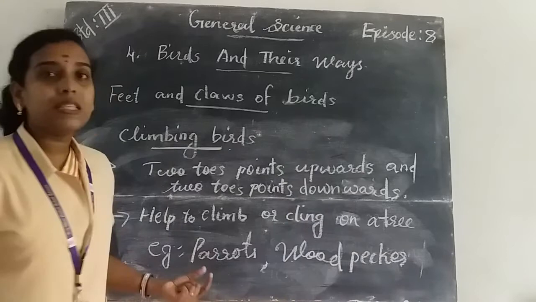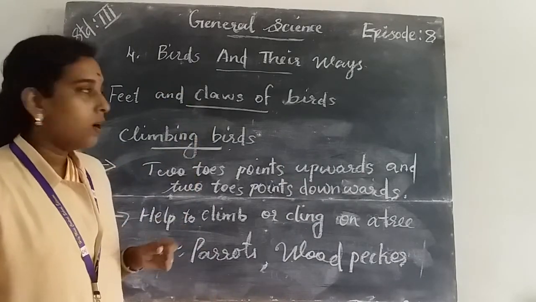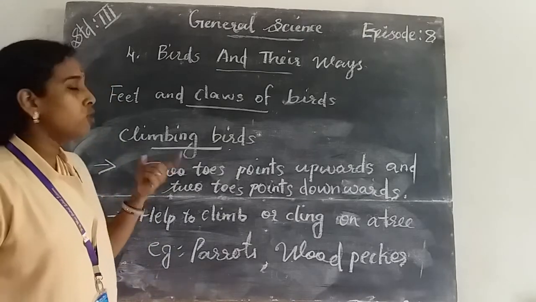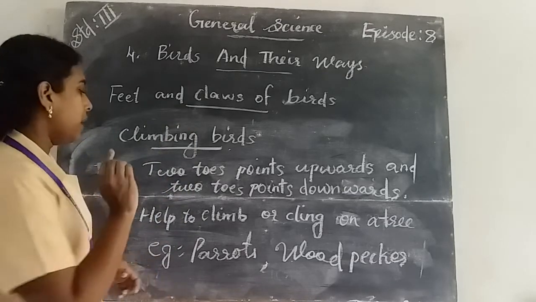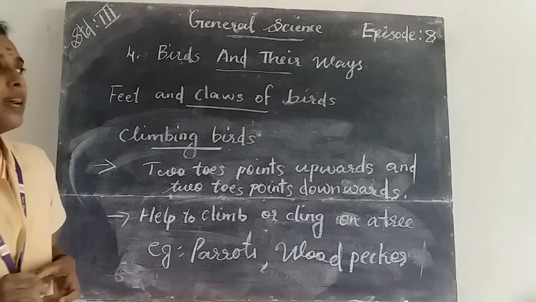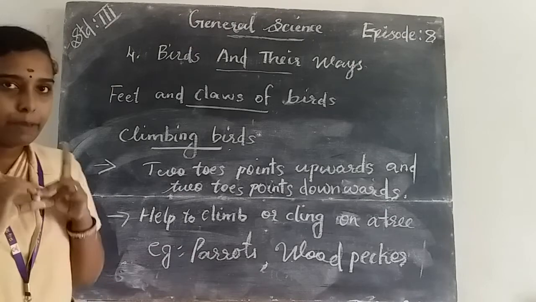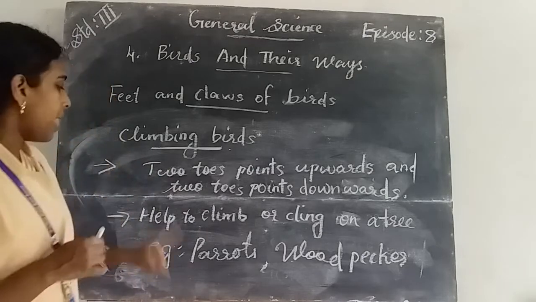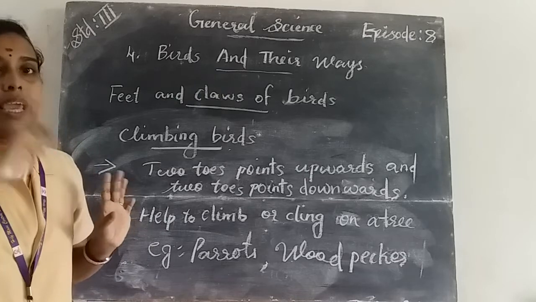And the parrots also use their curved beaks to climb on a tree. Okay, so the third category is climbing birds. Climbing birds have two toes pointing upward and two toes pointing downward, and such types of toes help the birds to climb on a tree. Such types of birds are called climbing birds. Examples of climbing birds are parrot and woodpecker. Then parrots also use their curved beaks to climb on a tree.